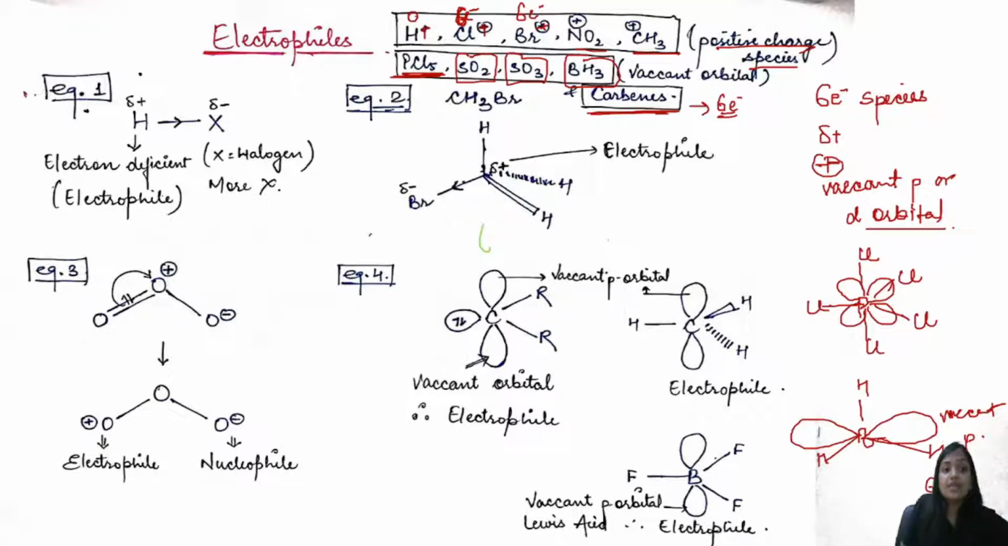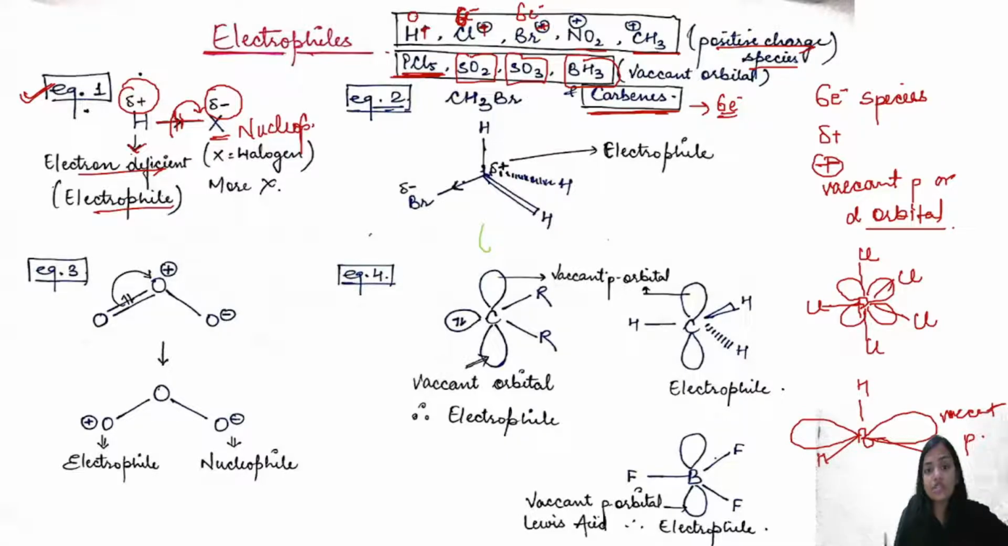So here, if you see example number 1, you will find that in the case of HX, because of the electronegativity difference, there is a polarity, and the electron pair will prefer to shift towards the halogen side because halogens are more electronegative. Therefore this will bear a partial negative, and this a partial positive. So this is an electron deficient species, said to be electrophilic, and this species has become more electron rich, bearing a partial negative, said to be nucleophilic.